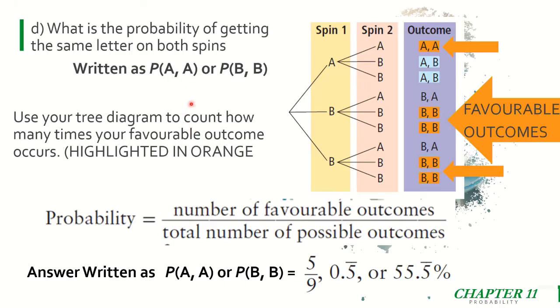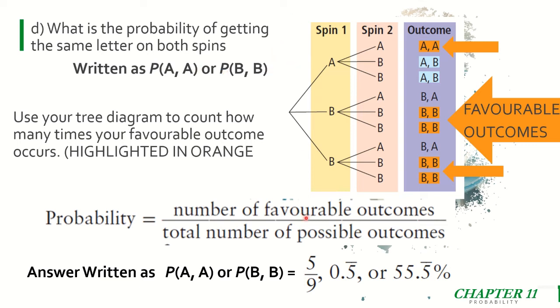Okay, last question in this example. This time, we're looking for the probability of getting the same letter on both of our spins. So there's 2 different ways we can do this. We can get an A and then another A, or we can go first spin B and second spin B. So you can see I've got to write 2 different sets of brackets here. Probability of an A with an A or a B with a B.